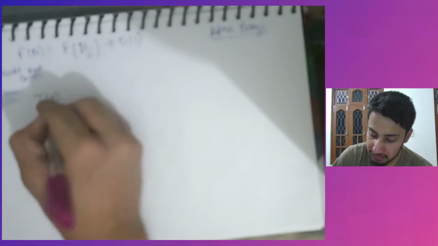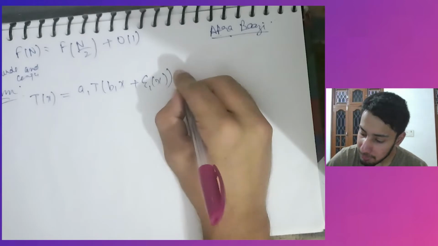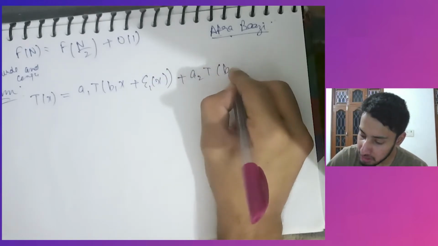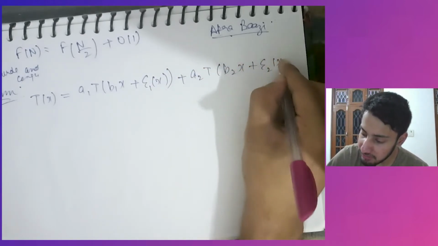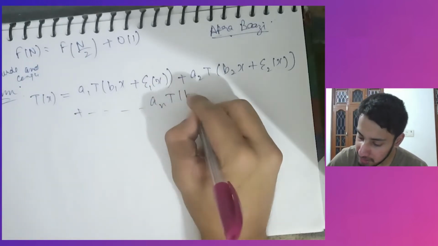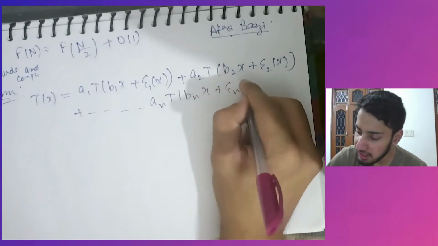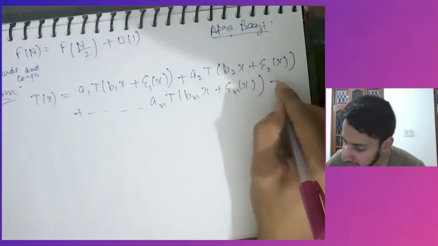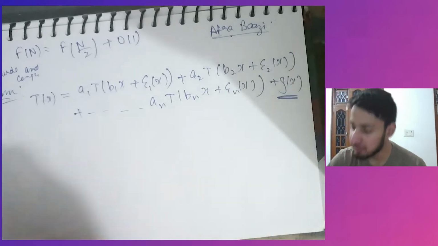Let's see what is the form of divide and conquer. The form is something like this: time complexity of x equals a1 T of b1 x plus some function of x, plus a2 T of b2 x plus some function of x, up to so on, an T of bn x plus some function of x, plus g of x. This is very important, plus g of x.